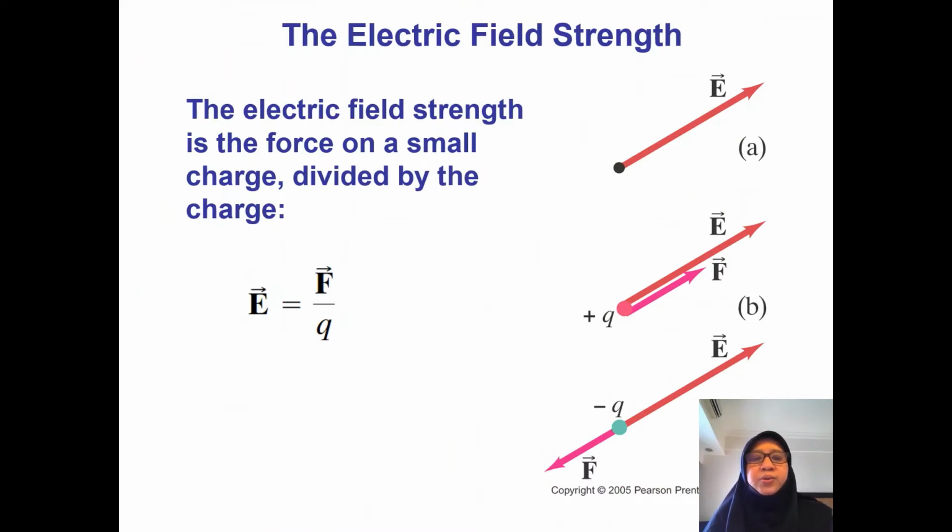Okay, so to derive electric field strength, we use the equation E equals F per Q. So what is the electric field strength? Electric field strength is the force on a small charge divided by the charge. So the force divided by Q. This Q is called a test charge, and it's usually a positive charge.